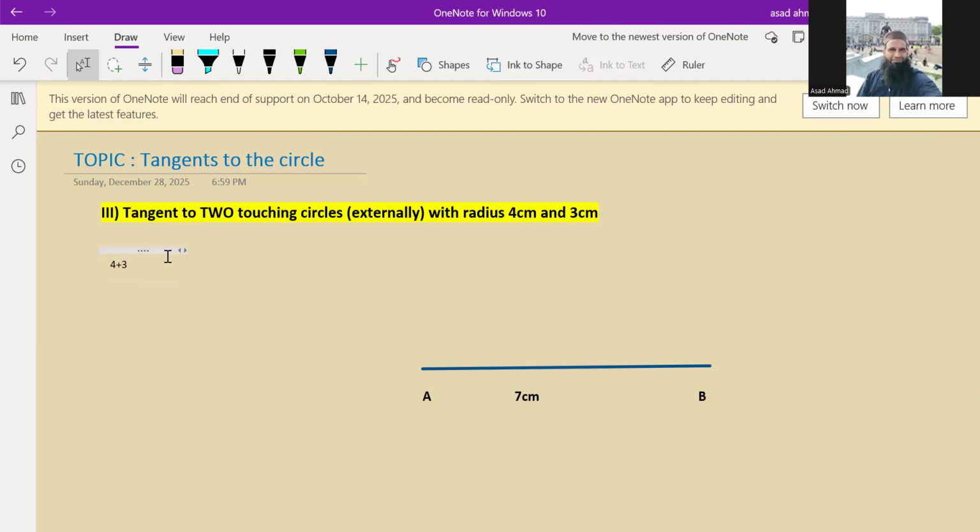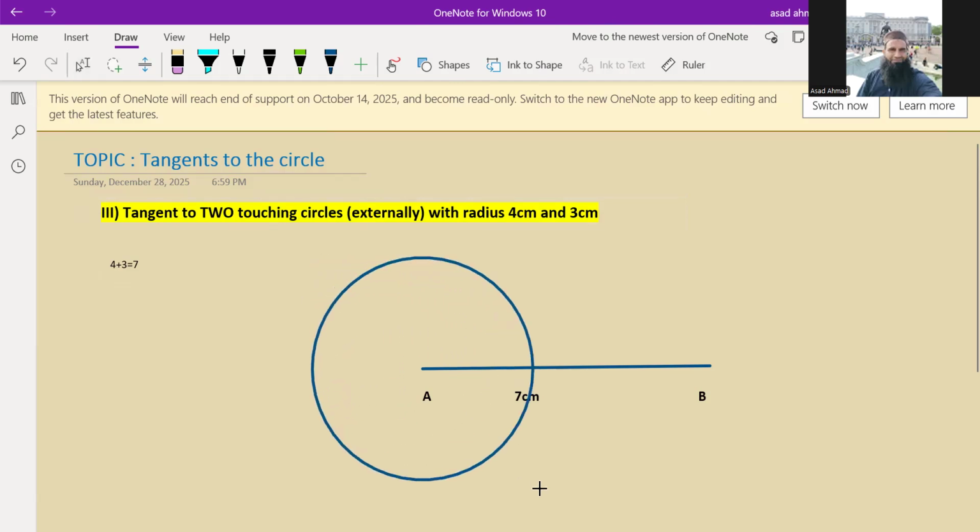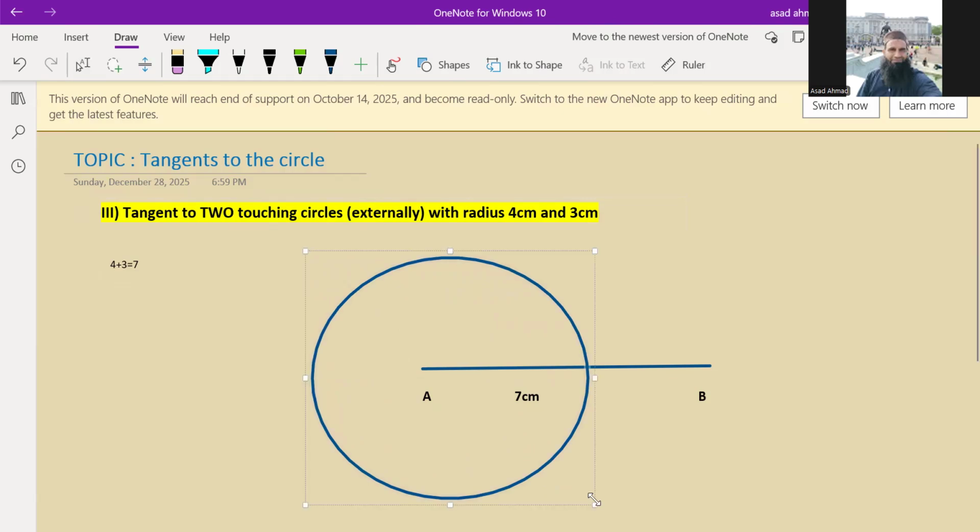So we will first make a 7 centimeter line, as it is mentioned in the diagram. It is a line segment which is A to B. This is equal to the sum of the radii of the two given circles. For example, at point A, we will draw the first circle, and this first circle will be of radius 4 centimeter, like this one. And we will draw another circle that will be of radius 3 centimeter, and we will be drawing it by taking B as center.